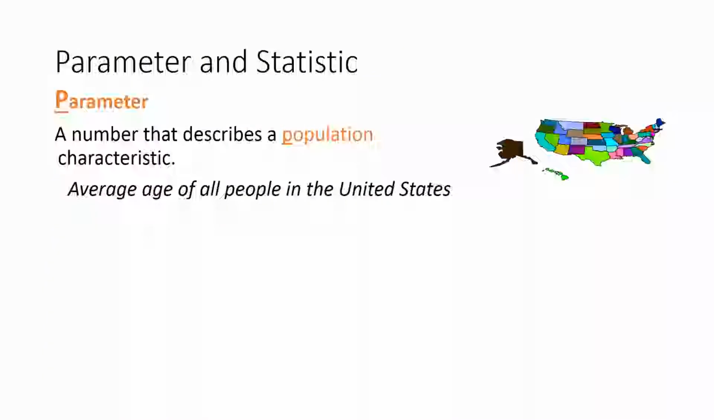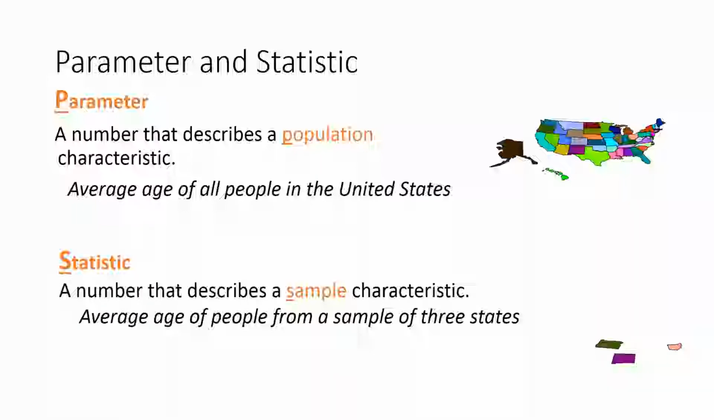A parameter describes a population. For example, it would be the average age of all the people in the United States if everyone was our population. A statistic goes to a sample characteristic, like the average age of the people in some 3 states instead of all 50. So parameters describe populations and statistics describe samples. I have a nice little alliteration there to help you remember which goes to which.